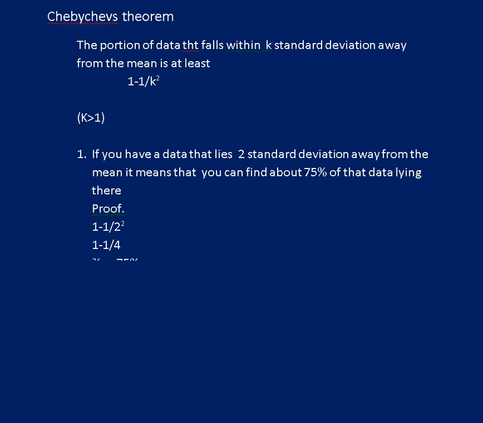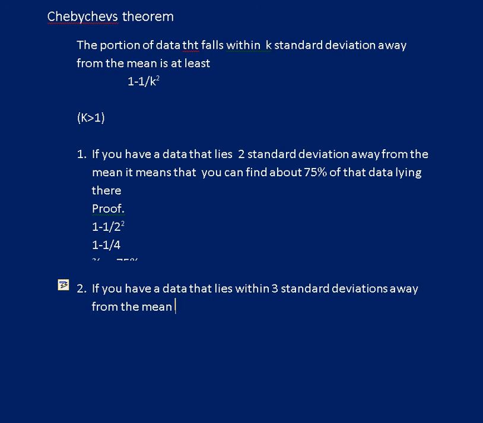Now let's go to the second point, which is if you have a data that lies within 3 standard deviations away from the mean, then it means that you could find about, now here you're going to find 88.9% of the data lying there.